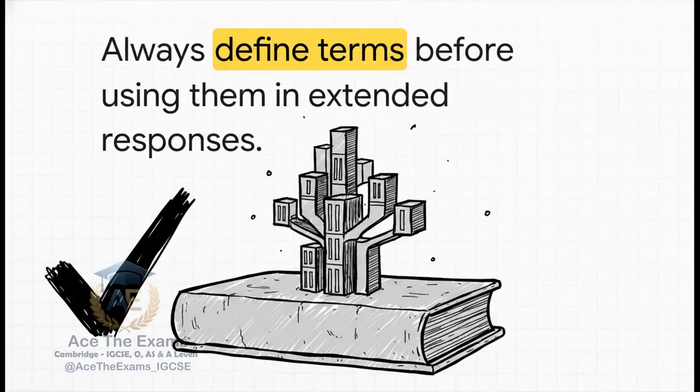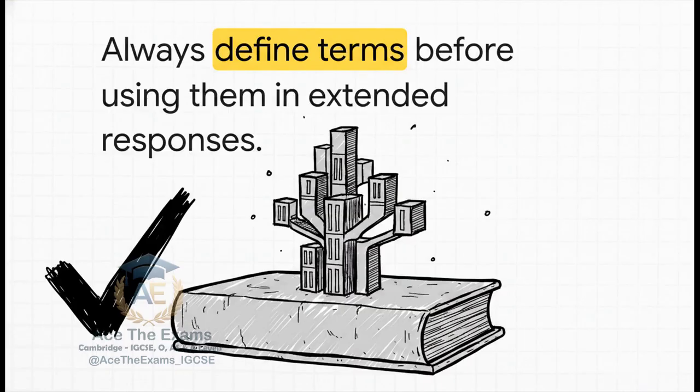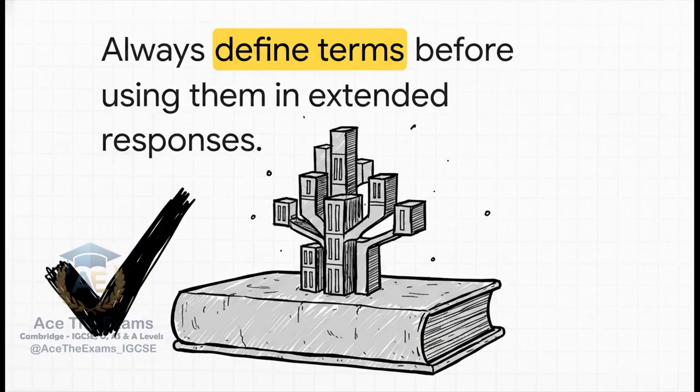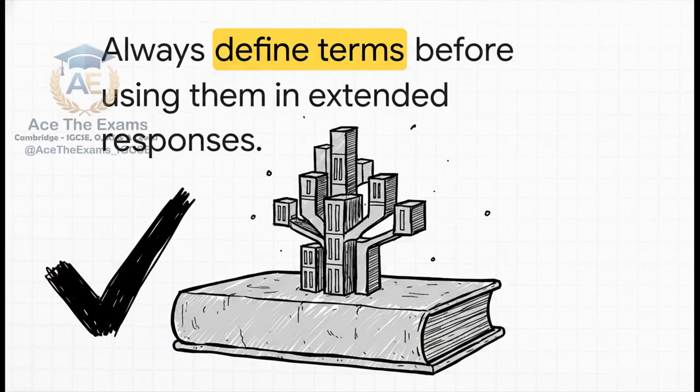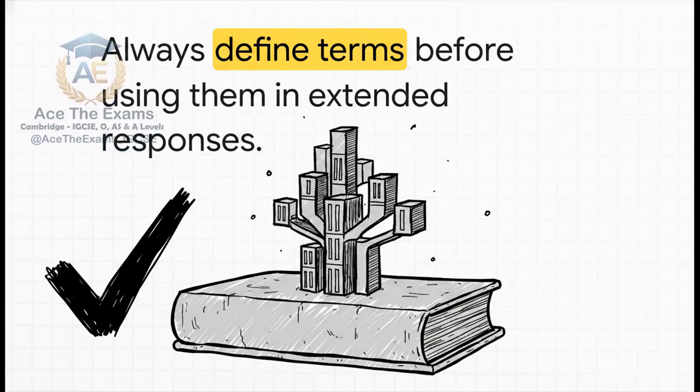Luckily, the fix is right here, and the examiners literally hand it to us. The fix is always define your terms before using them in extended responses. This is step 1 of your newly optimized full-mark execution string. Before you build a massive, complex argument around a specific concept, take one precise, beautifully structured Arabic sentence to define it. It proves to the examiner right off the bat that you know exactly what you are talking about. You secure the foundation before you build the house.